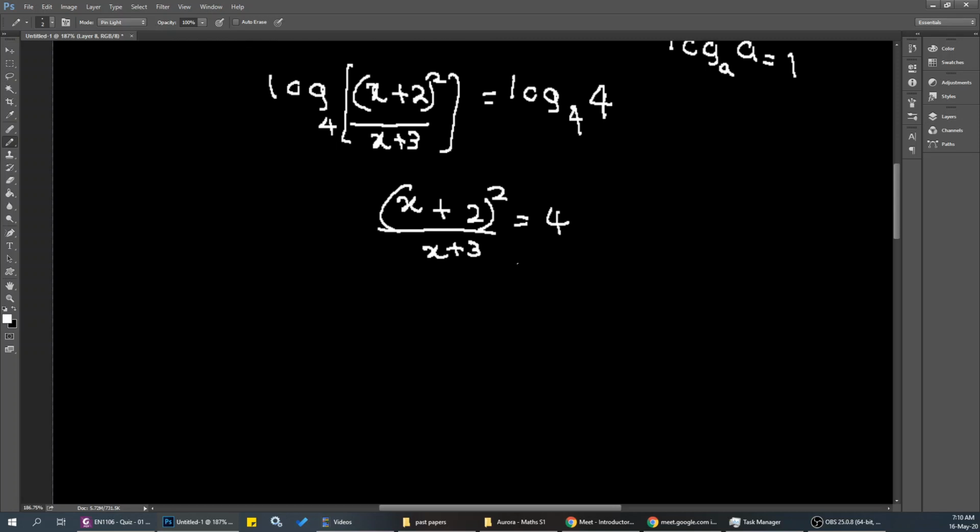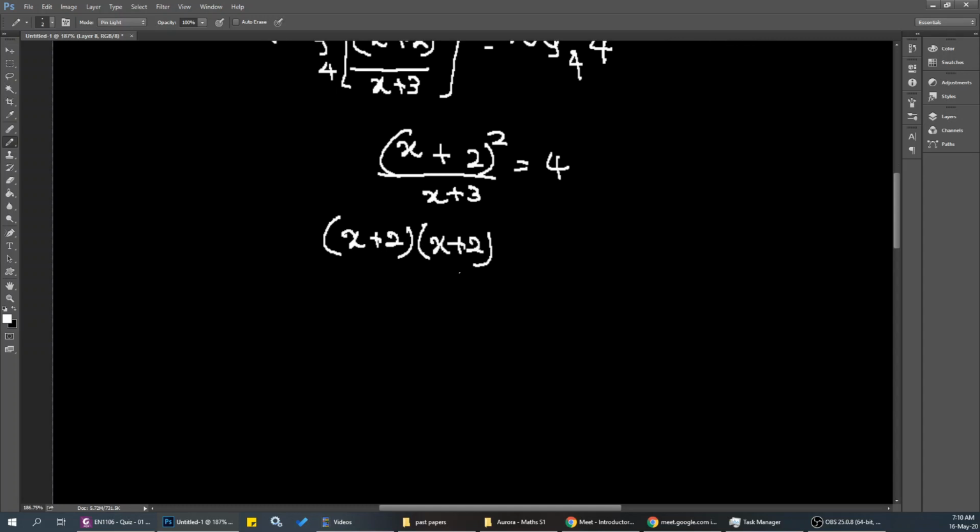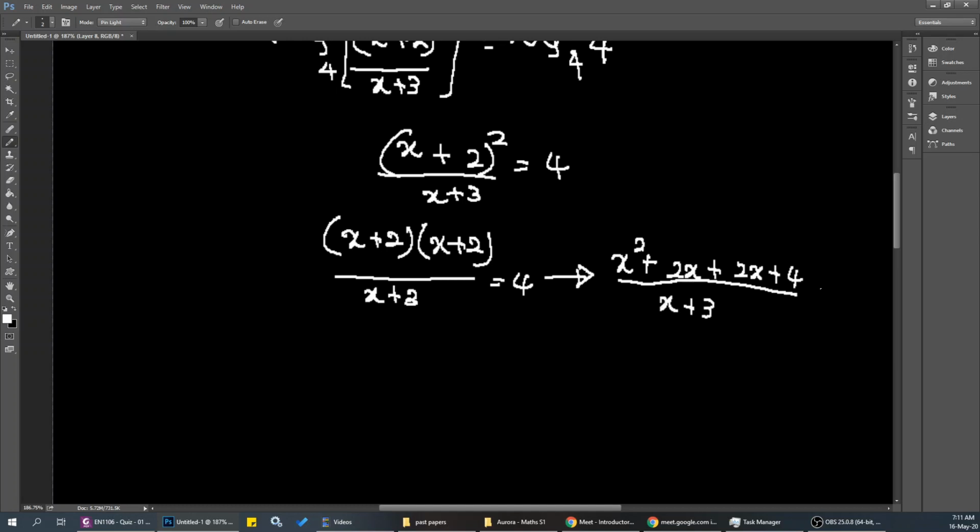And now what you are going to do is simply get the answer of x in this equation. So I'm going to expand this. This is x plus 2 into x plus 2, x plus 2 multiplied by itself 2 times, over x plus 3 equals 4. Then we can expand this as x into x, x squared, x into 2, 2x, 2 into x, 2x, plus 4 over x plus 3 equals 4.